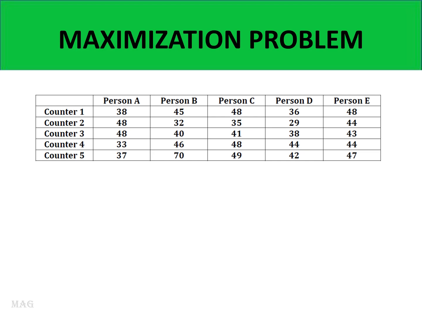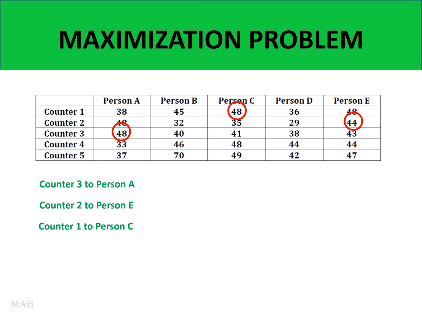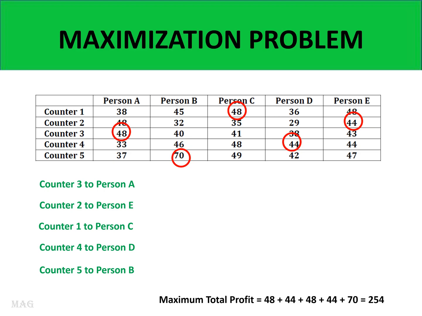Now using the original table or original matrix, we shall now determine the maximum total profit. Since counter 3 is assigned to person A, profit is 48. Counter 2 is assigned to person E, the profit is 44. Counter 1 is assigned to person C, the profit is 48. Counter 4 is assigned to person D, the profit is 44. And counter 5 is assigned to person B, the profit is 70. Now, getting the grand total, we get the total profit of 254. So this is the solution for the maximization problem.